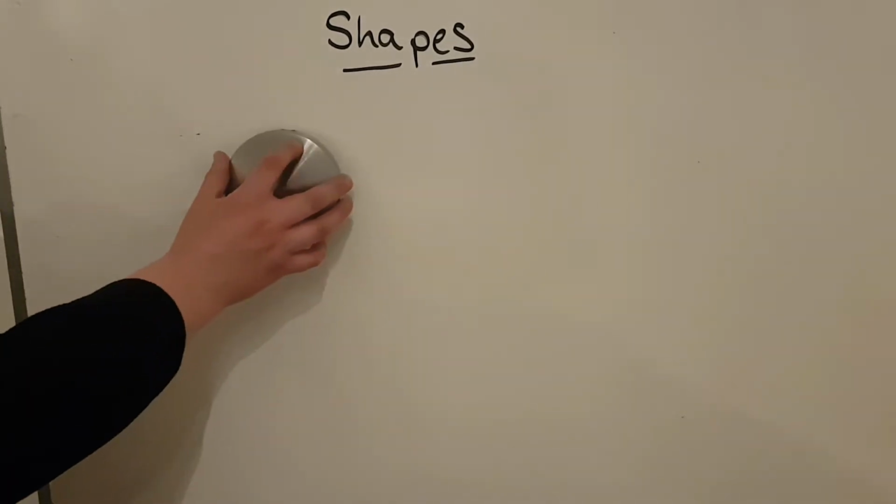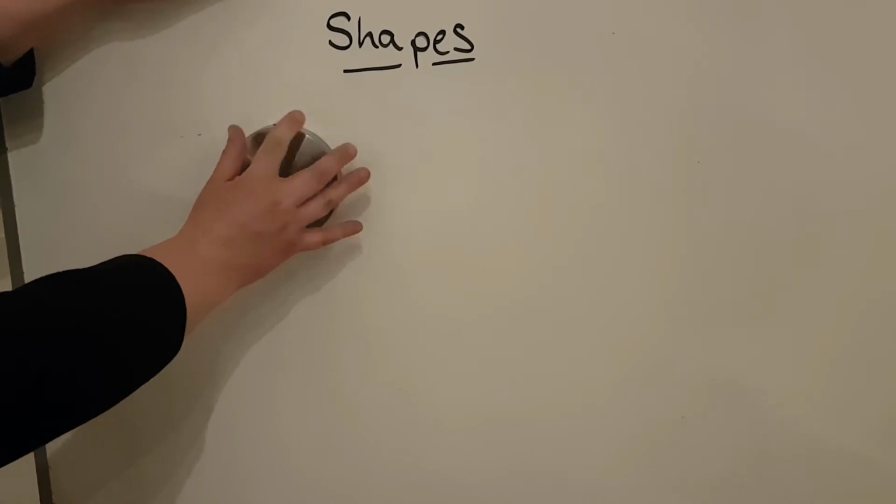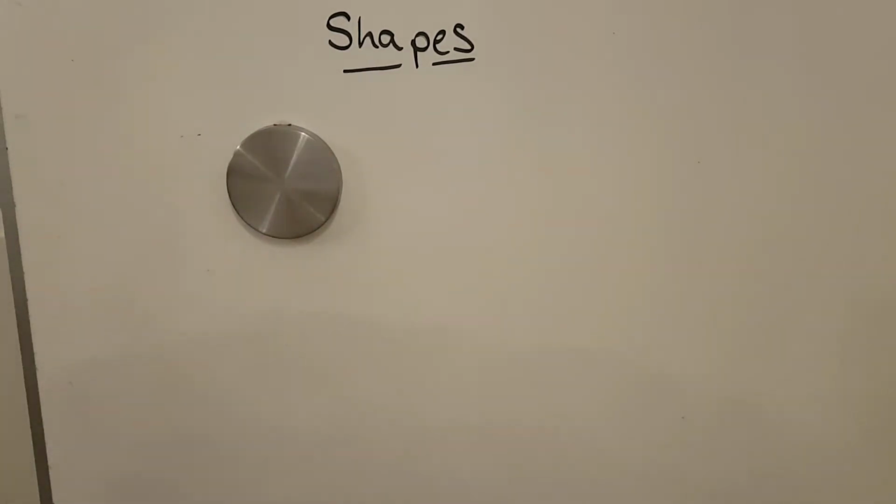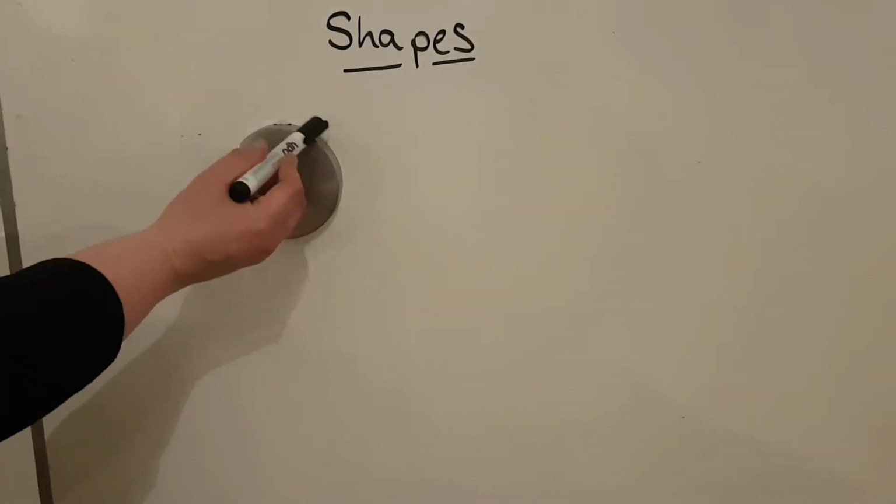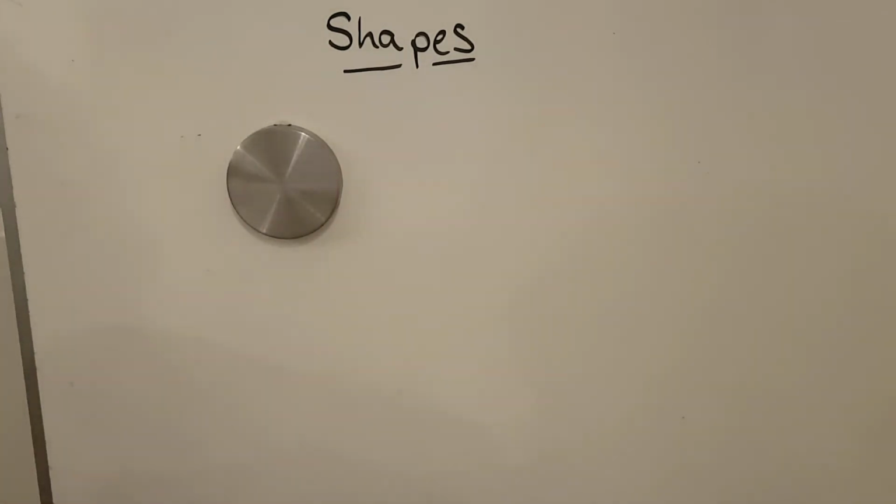Next we're going to look at a circle. This is a circle here. And in a circle we don't really talk about it having sides. It's only really got one line round the outside, and that's called the circumference.